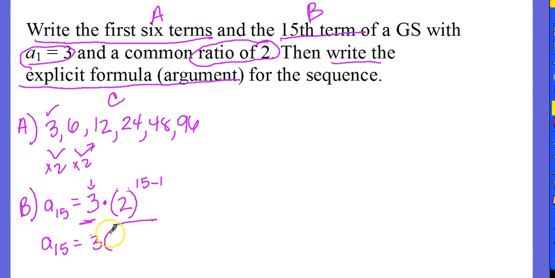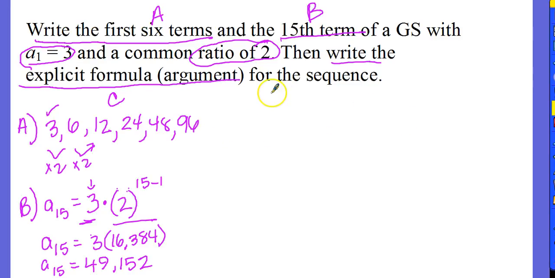And that is a big, big number. It's 16,384. Then we multiply times 3. So our 15th term is 49,152. And I believe that's exponential growth. Yes? That's a lot. That's a huge number to be only 9 more terms out.